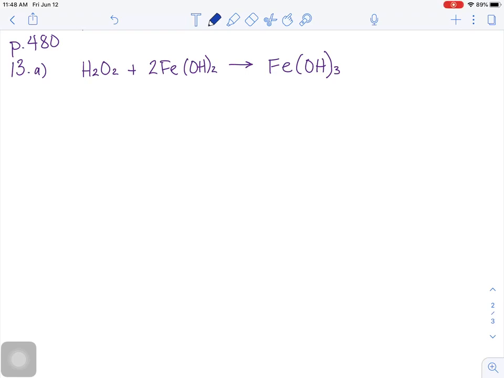Okay, so this is question 13 on page 480. So this is using oxidation numbers to determine whether or not a reaction is a redox reaction. So the first compound we have is hydrogen peroxide, H2O2.